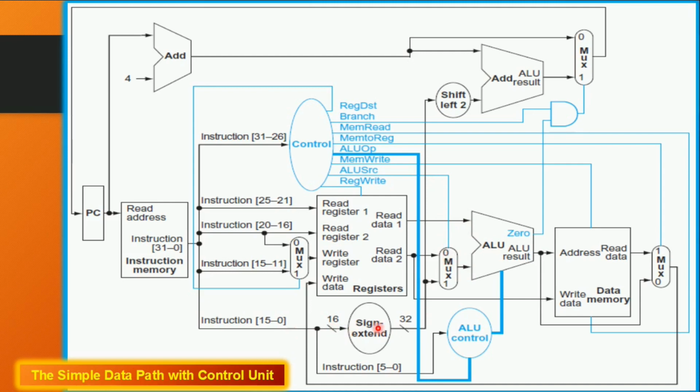The last 16 bits of the instruction will be your immediate value, that will be sign extended and converted to 32 bits. Then only can I operate on two 32-bit numbers, right? So I can choose that immediate value through this multiplexer if my ALU source is asserted.